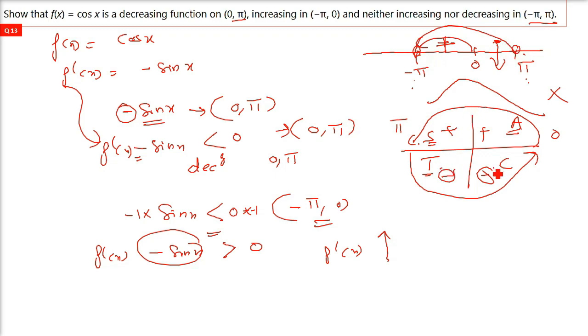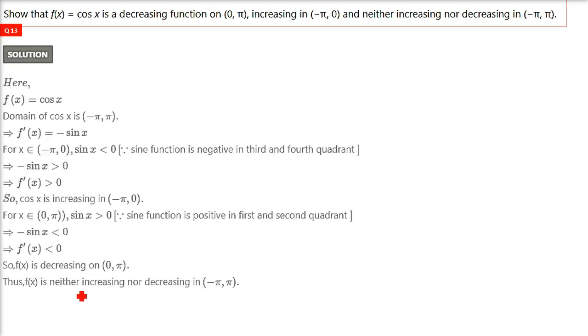Please remember, in the third and fourth quadrant, sine is always negative. First and second quadrant, sine is always positive. That is why when you put negative in front, it will be inverted. So this increasing and decreasing and increasing has changed because of the minus sin x. F dash x was minus sin. Now this is the explanation which I gave, and I would encourage you to draw the diagram, that will make it more fruitful.